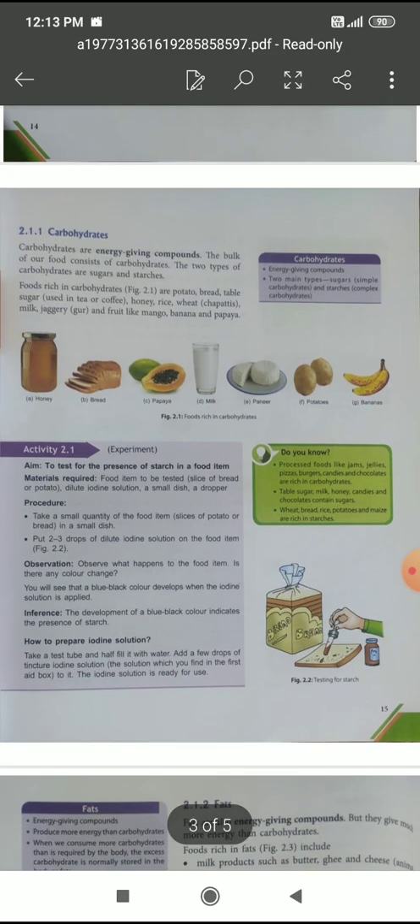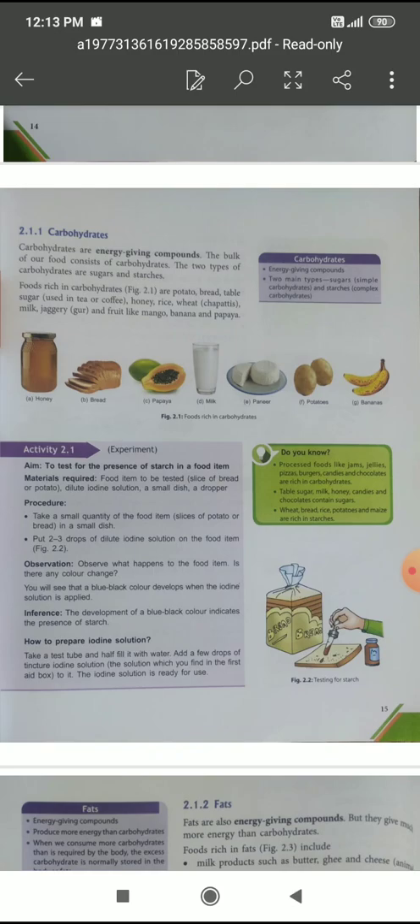Children, here one activity is given. Through this activity we should know the presence of starch in the food. So the aim is to test the presence of starch in the food item. Materials required: food item to be tested, slice of bread or potato, dilute iodine solution, a small dish, a dropper. So these are the requirements we need.